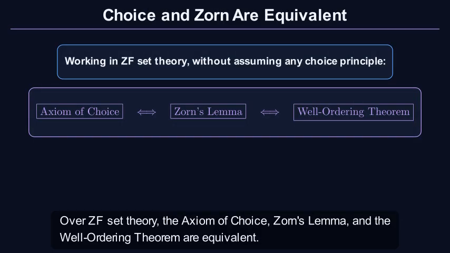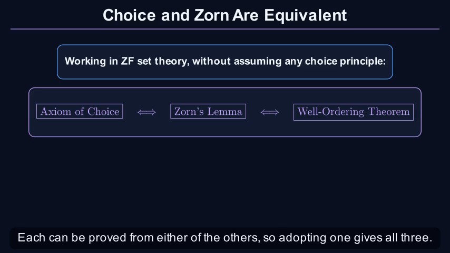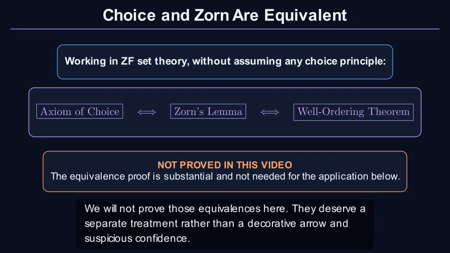Over ZF set theory, the axiom of choice, Zorn's lemma, and the well-ordering theorem are equivalent. Each can be proved from either of the others, so adopting one gives all three. We will not prove those equivalences here. They deserve a separate treatment rather than a decorative arrow and suspicious confidence.